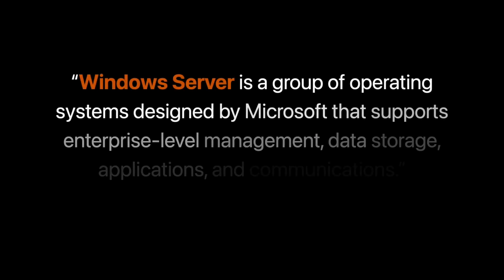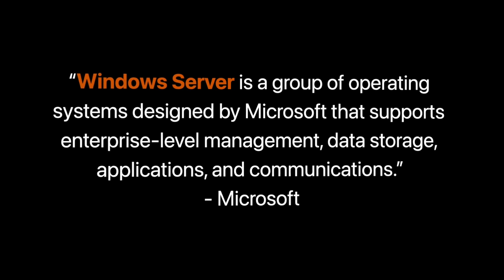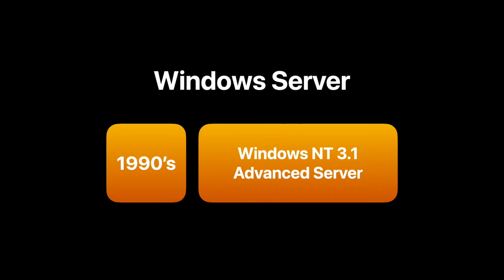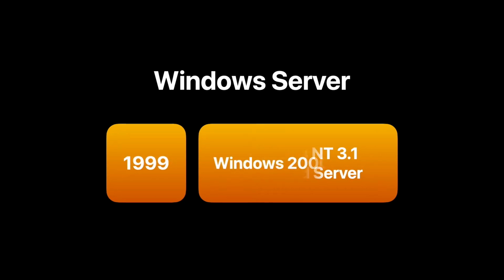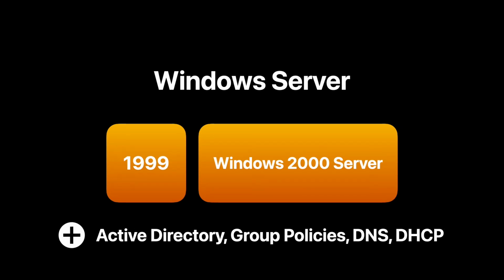From Microsoft's perspective, Windows Server is a group of operating systems designed by Microsoft that supports enterprise-level management, data storage, applications, and communications. The history of Windows Server goes back to the 1990s, when Microsoft released Windows NT 3.1 Advanced Server Edition. However, it wasn't until the end of 1999 when Microsoft released Windows 2000 Server Edition. That included most important server-related features like Active Directory, group policies, DNS, and DHCP servers.